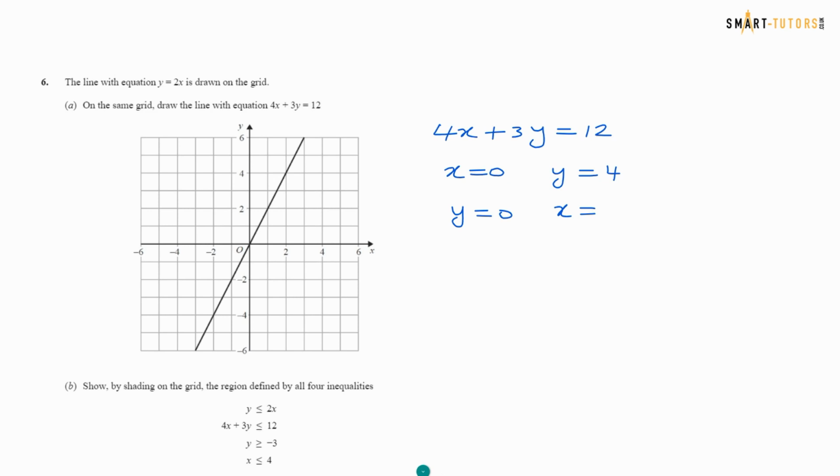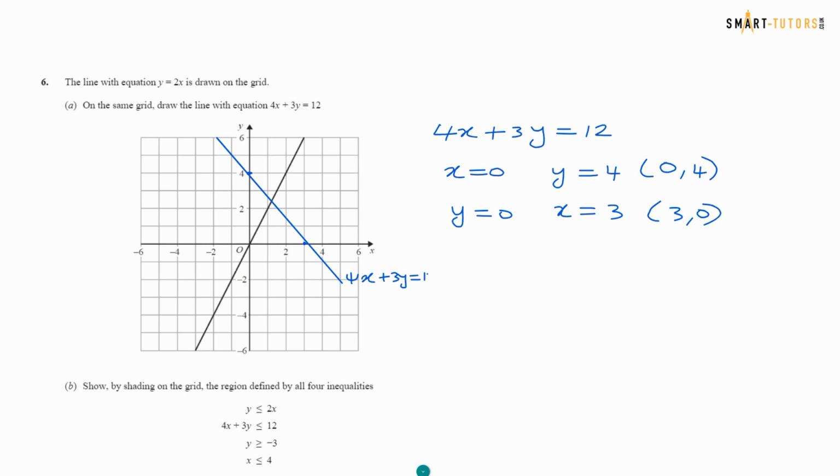4x equals 12, x equals 3. So the coordinates are (0, 4) and (3, 0). You can plot those points, (0, 4) and (3, 0). Now what you need to do is draw a line passing through them. It's not accurately drawn, but that is the graph, right?